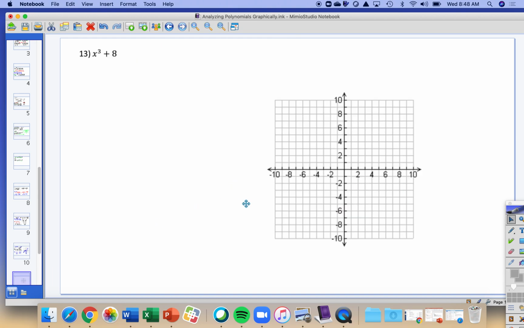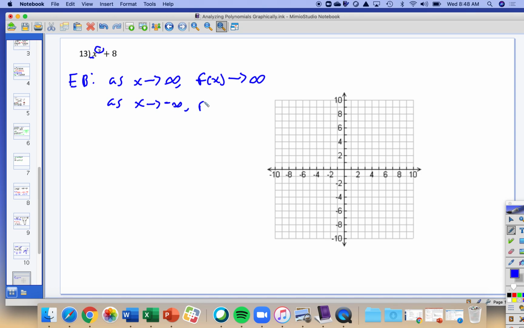Let's do another one. x cubed plus 8. Again, odd degree polynomial. Leading coefficient, positive. So end behavior is as x approaches infinity, f of x approaches infinity, and as x approaches negative infinity, f of x will approach negative infinity. Because it's going to, again, look something like this, because it's an odd degree polynomial with a positive coefficient. The zeros, to find the zeros of this function, I need to factor it.